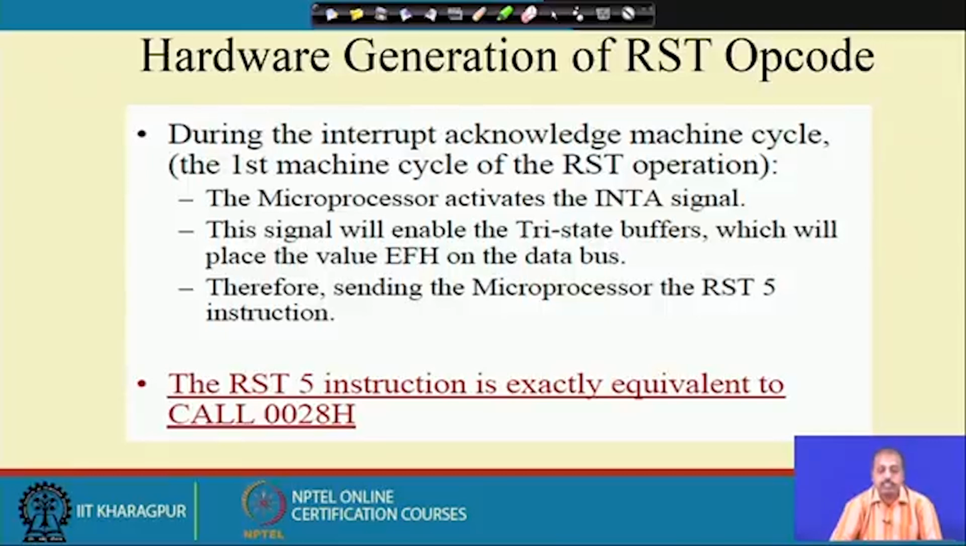For any other RST, some other opcode will come. The RST5 we know is equivalent to the instruction CALL 0028 hex. So, it will branch to the location 0028.